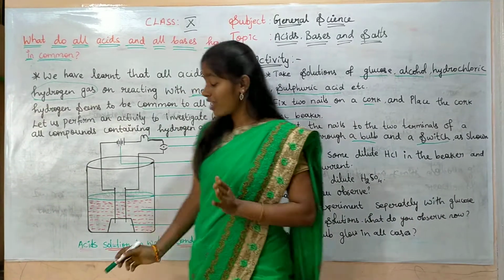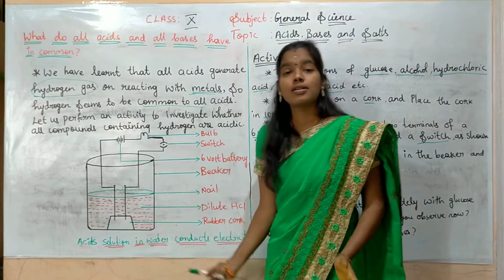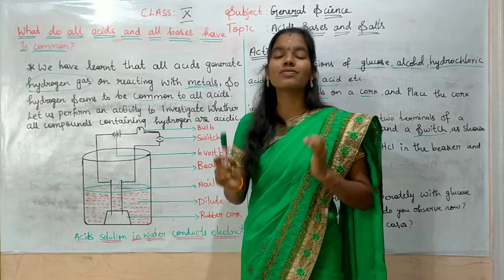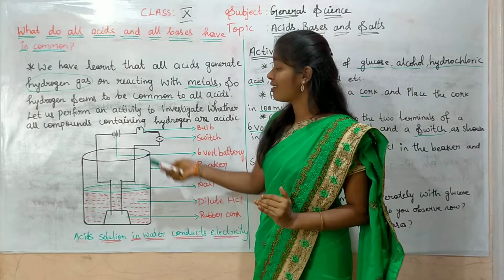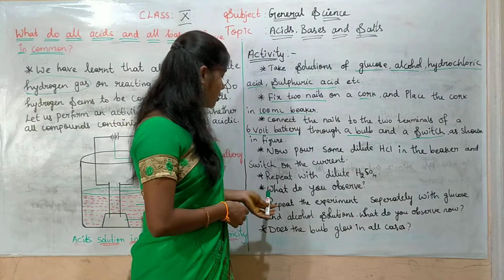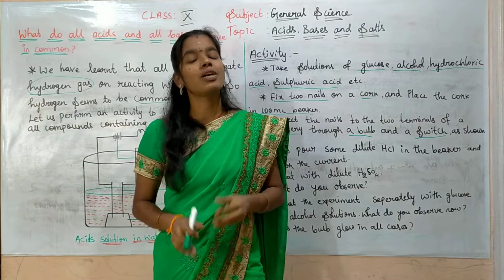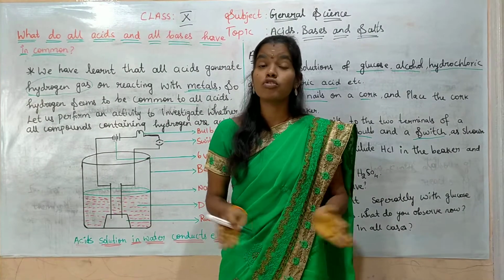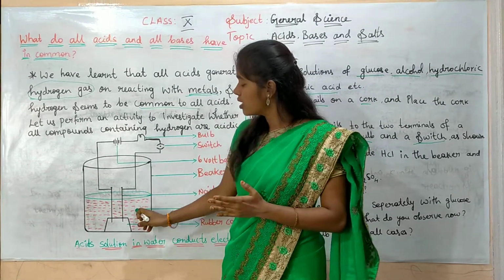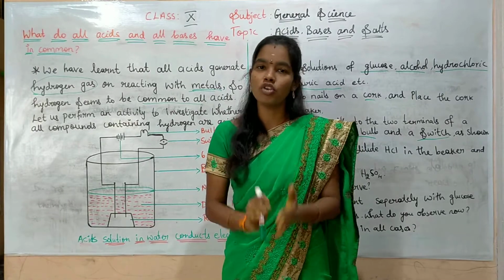So now we have to pour dilute HCl. You can see here, after setting this up, we pour dilute HCl in it and switch on. We have to observe whether the bulb is glowing or not. And repeat with dilute sulfuric acid. H2SO4 is nothing but sulfuric acid. We have to repeat the same activity, pouring sulfuric acid instead of HCl, and observe whether the bulb is glowing or not.